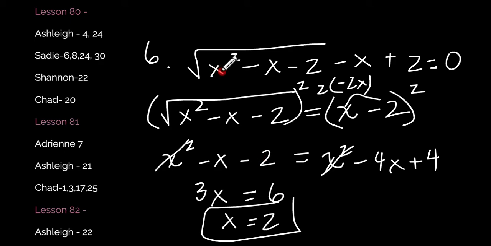When you check this, I do believe it works out. You go in here: 4 minus 2 is 2, minus 2 is 0, so it's going to be negative 2 plus 2 equals 0, 2 equals 2. Yep, it checks. Okay, let's go on to number 8.